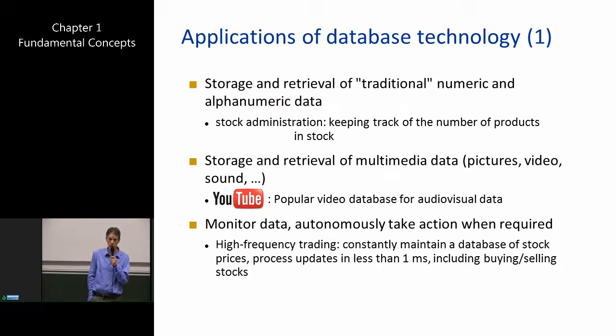Also think about a supermarket setting, for example. Supermarkets want to know what products are being purchased by which customers, when they're being purchased, where they're being purchased, and in what quantities. So you see, those are two very popular applications of database technology, and they involve the storage and retrieval of different types of data. The data could be traditional, numeric, and alphanumeric. That means just numbers, letters, characters. But it could also be multimedia data.